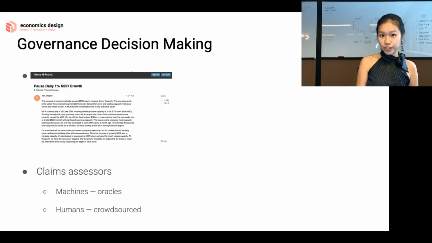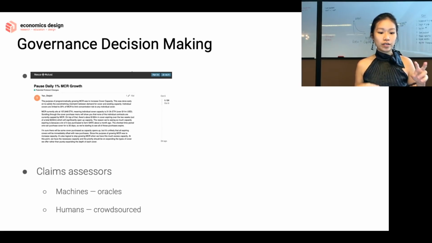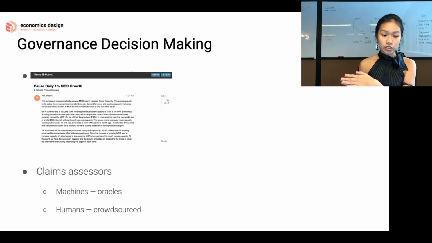Governance is really interesting. So there are two ways of decision in governance. Our first part of governance is decision making. And the first way to do it is through improvement proposals, so IPs. And you've got your Nexus Mutual improvement proposals. So the one that just passed today or yesterday, a few hours ago, is this one suggested by Yan from Delphi Digital. And it says to pause the daily 1% MCR growth. We're going to talk about that later.